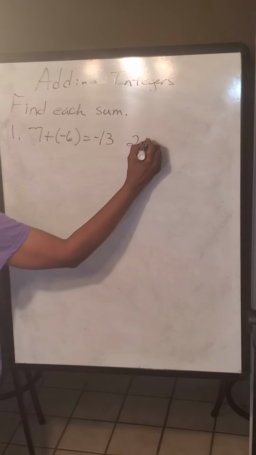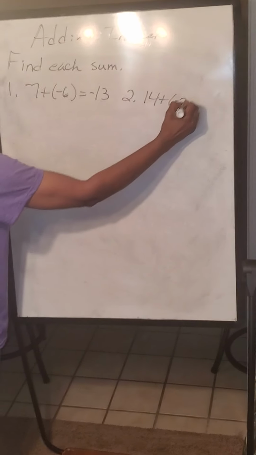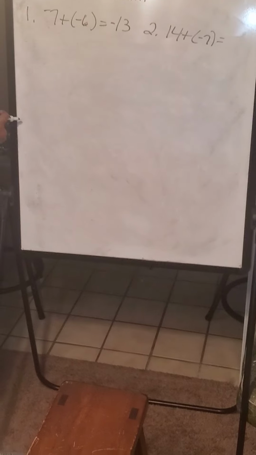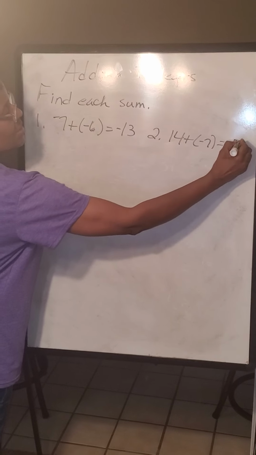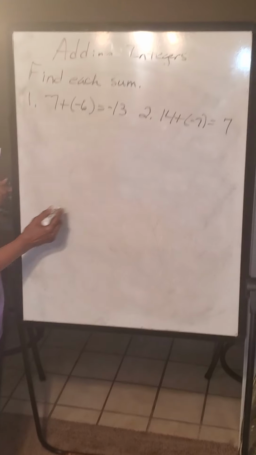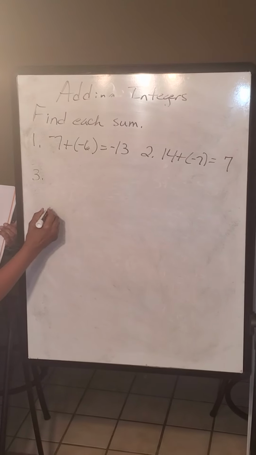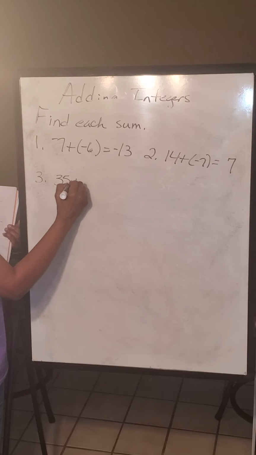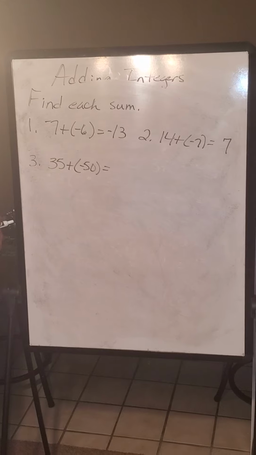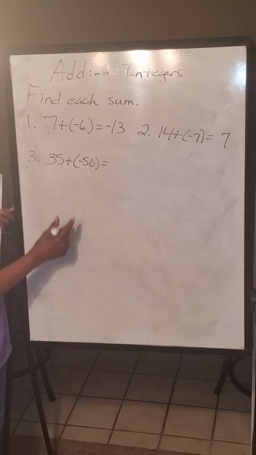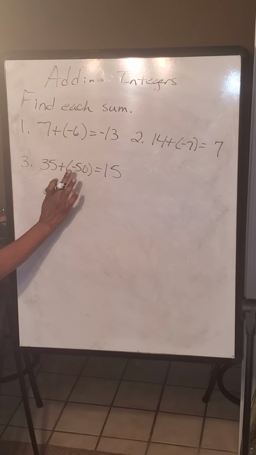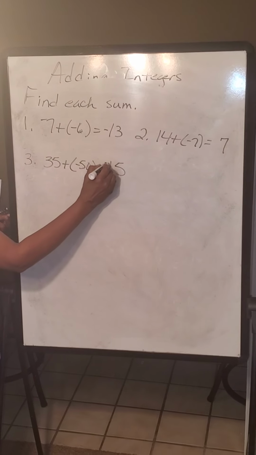Example 2. If I had 14 plus a negative 7, these two numbers have unlike signs, so I'm going to subtract. 14 minus 7 gives me 7. 14 has the greatest absolute value, is positive. That's why the answer is positive. Example 3. If I had 35 plus a negative 50. Well, these two numbers have unlike signs, so I'm going to subtract first. When I subtract, I get 15. This number has the greatest absolute value. It carries a negative sign, so the answer is negative.